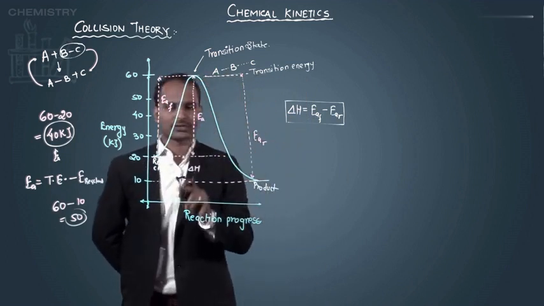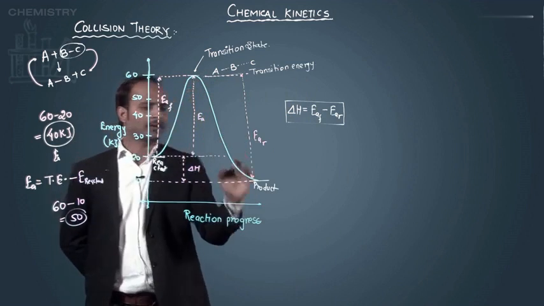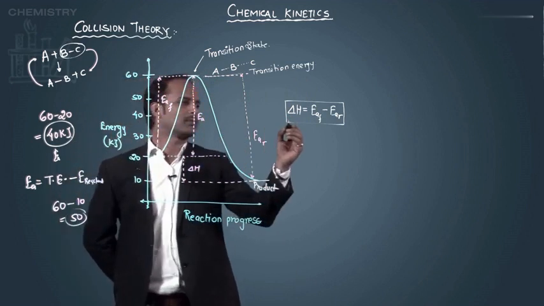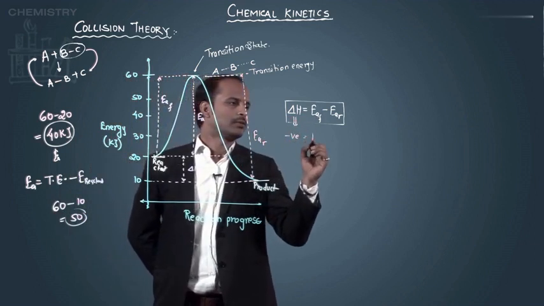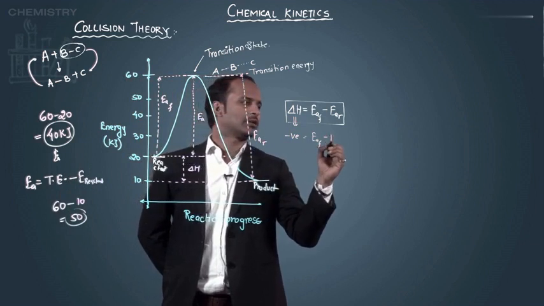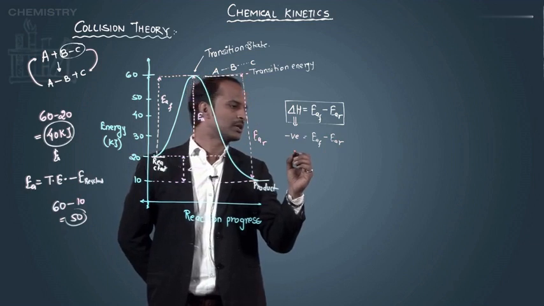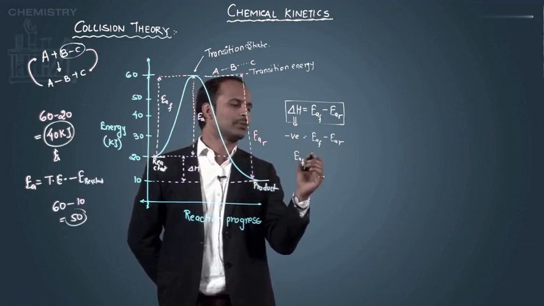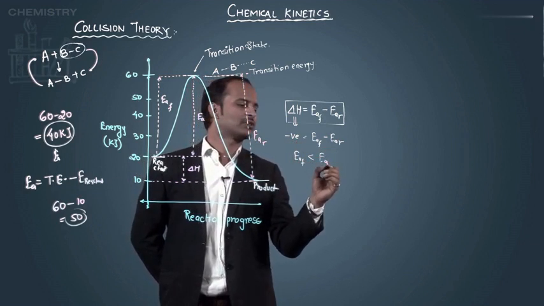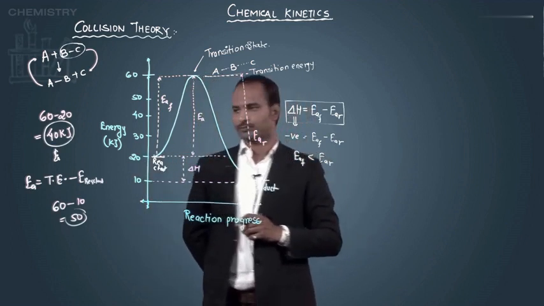If the reaction is exothermic, we can say from this that the activation energy for the forward reaction is 40, and for the backward reaction it is 50. Since it is exothermic, delta H will be negative. That means this difference is going to be negative. So for an exothermic reaction, the activation energy of the forward reaction minus that of the reverse gives a negative answer, which means the activation energy of the reverse reaction is bigger than the activation energy of the forward reaction.